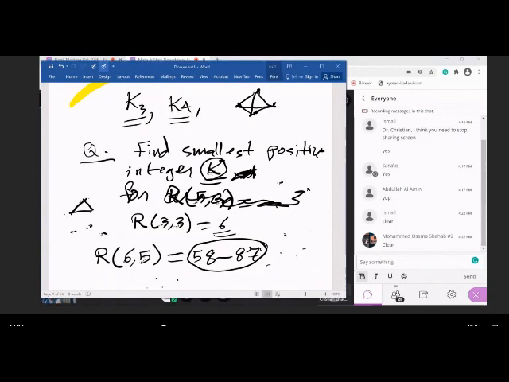We have a complete answer for R(3,9). R(3,9) is known, and this number is 36. So if you have 36 individuals in a group, then your statement will be correct: there are at least 3 persons who know each other, or there are at least 9 who don't know each other.